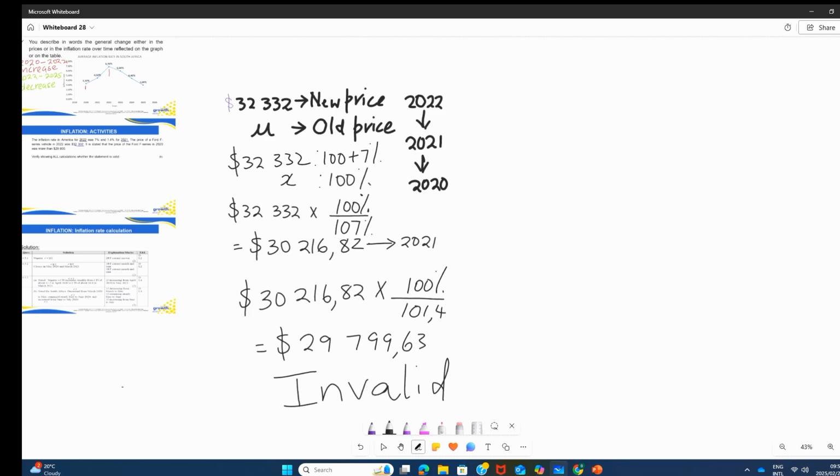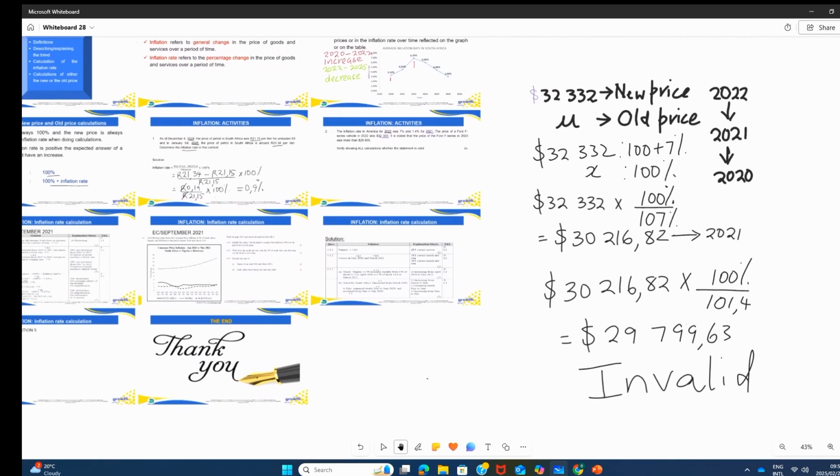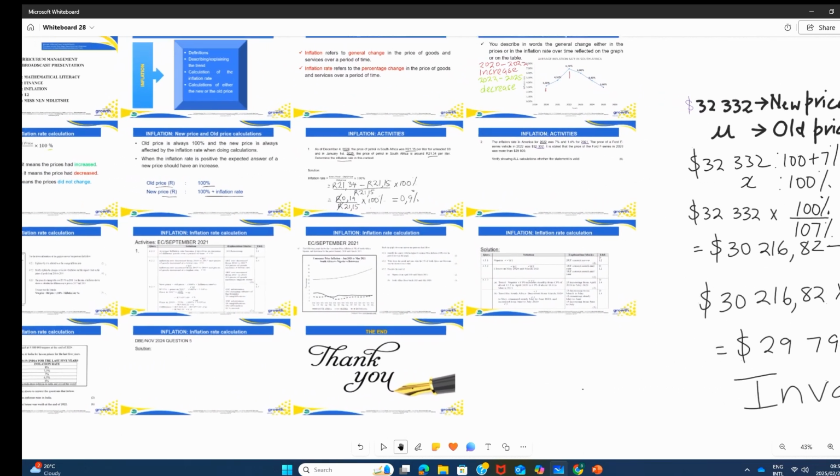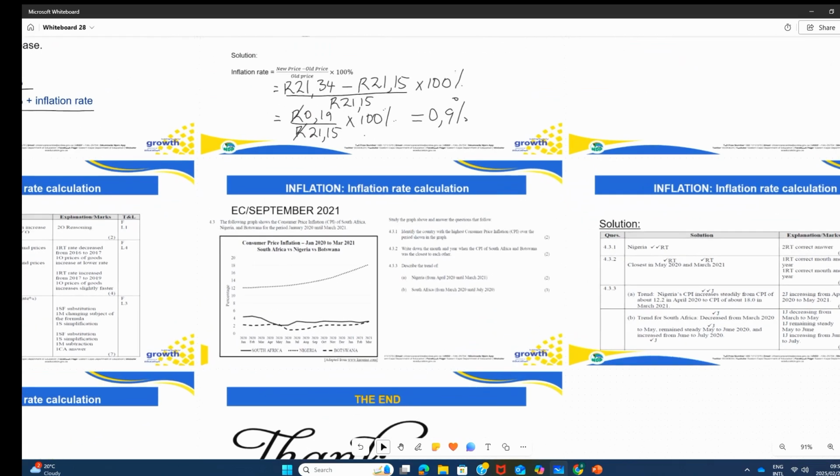So that is how you answer that question. You need to check the given information, which one is new, which one is old. You also do your calculation as per that one. So let's move right along to the next example that we have.